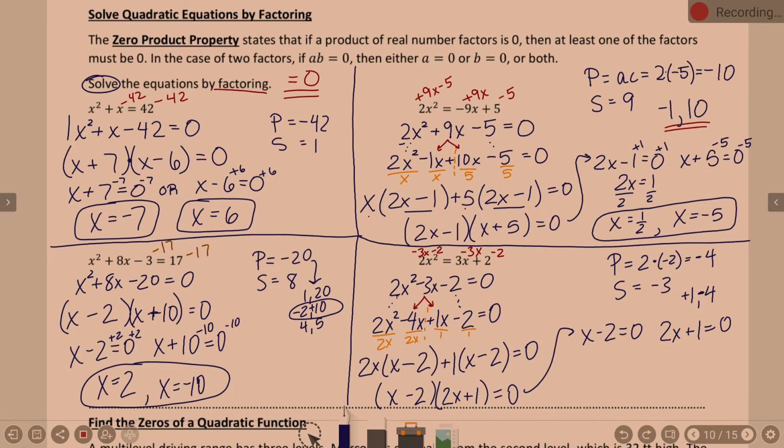Okay, if it's x minus 2, you're going to add 2. If it's 2x plus 1, you're going to start off by subtracting 1. 2x is equal to negative 1, and then divide by 2, and x is negative 1/2.